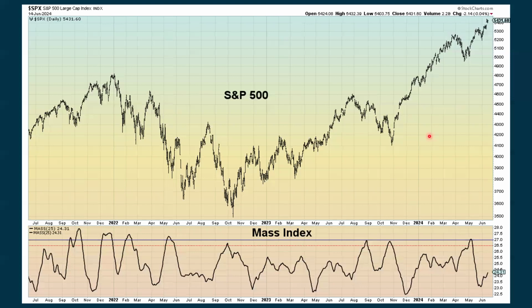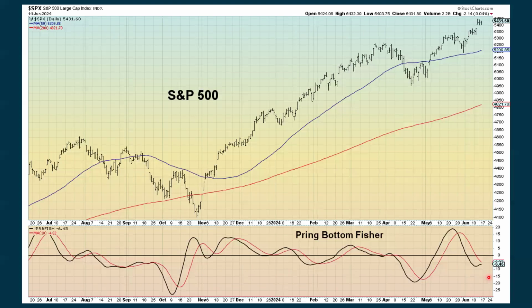The mass index is not generating a signal right now. It does when we get up to the red dashed line and the blue line, and we're far away from that. So there's been no need to show this chart. The Pring bottom fisher, it was generating a buy signal, and that turned out to be a pretty good signal as we were going higher. Then it's not that this is a sell signal. It just means that the buy signal goes away.